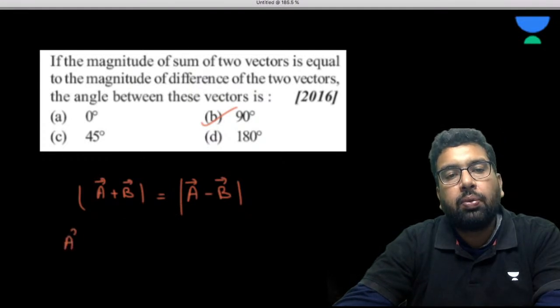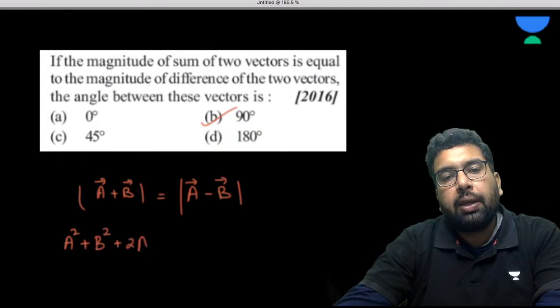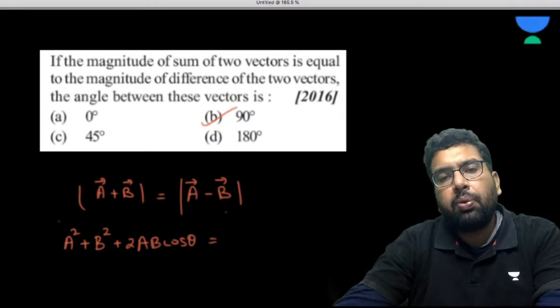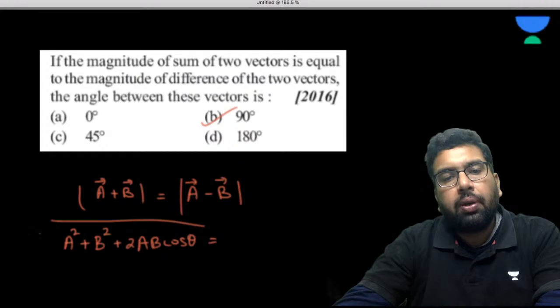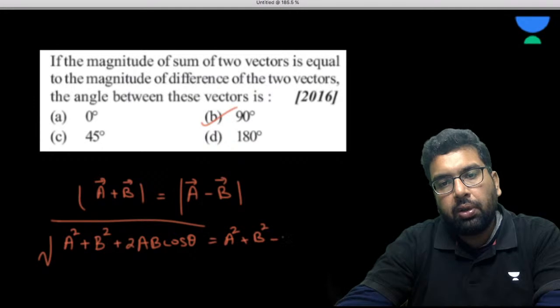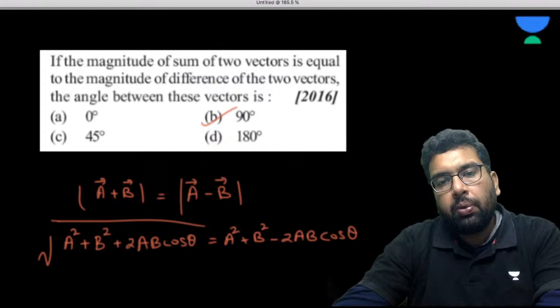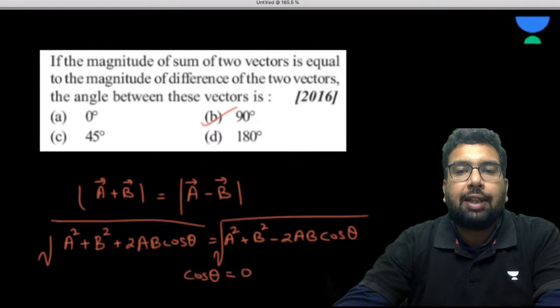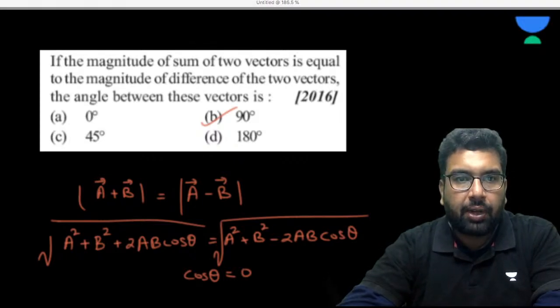The magnitude of the sum is root of A square plus B square plus 2AB cos theta, and for A minus B it is root of A square plus B square minus 2AB cos theta. Equating them, cos theta will become 0. That means theta is 90 degrees. This is something we have seen already. Yes or no? Yes, sir.